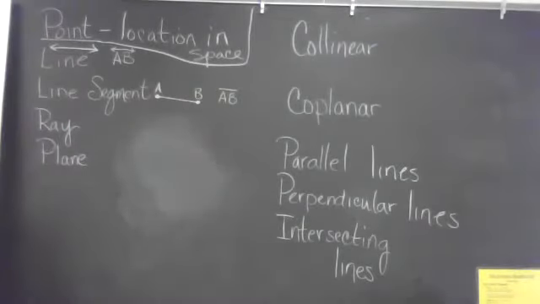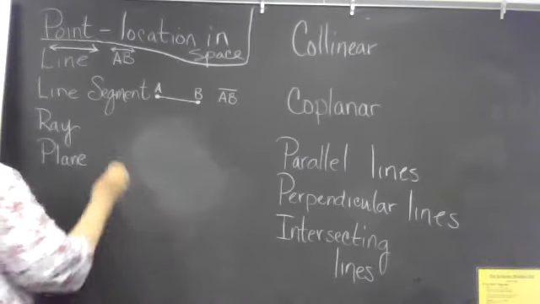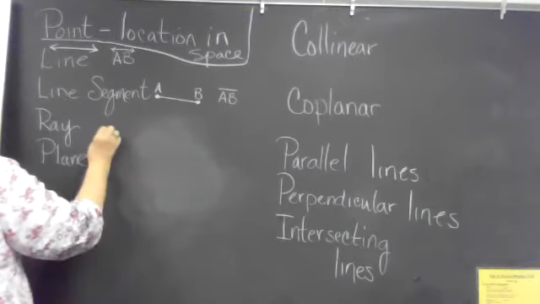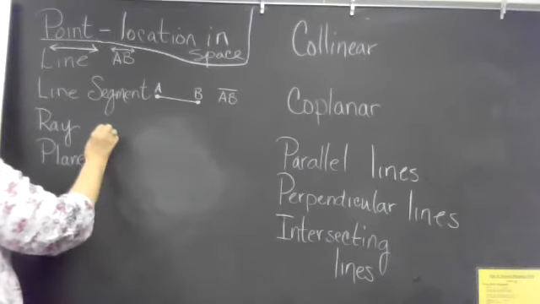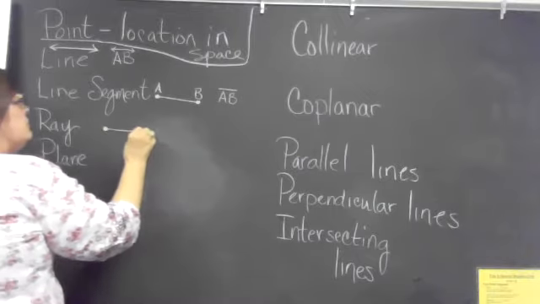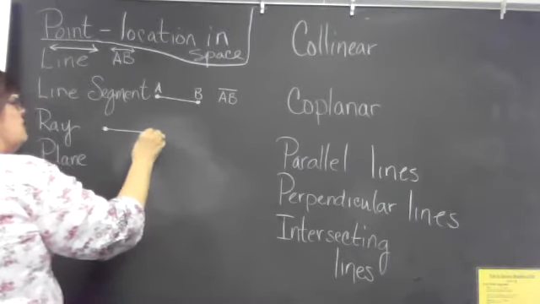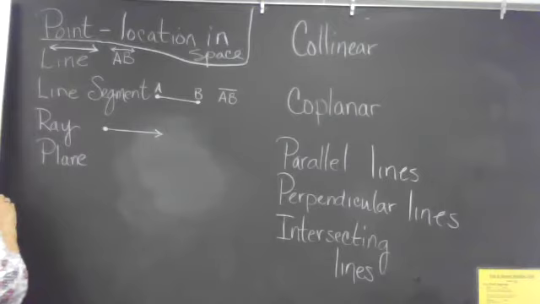Now, a ray, again, is sort of the same as a line. It's sort of the same as a segment. A ray is a set of points that has only one endpoint. So it stops here, but it continues in the opposite direction indefinitely.